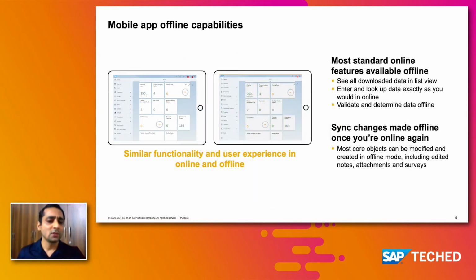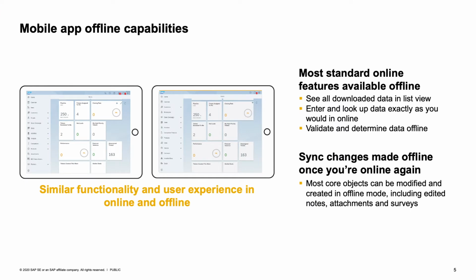We provide a similar functionality and user experience in both online as well as in offline mode. Most of the standard features are available in offline mode. One can enter and look up data exactly as you would in the online mode. Standard validations and determinations work seamlessly in offline. You can also work in the offline mode to add, modify, or delete items. This includes notes, attachments, and surveys as well. All changes made in the offline mode are queued and automatically updated in the system once network connection is established.